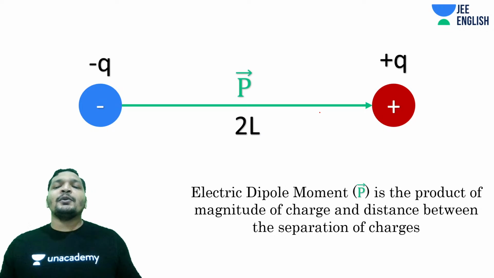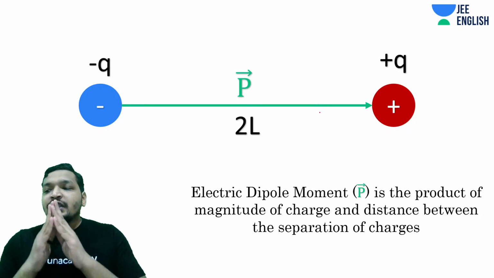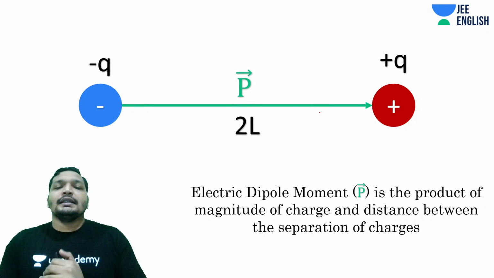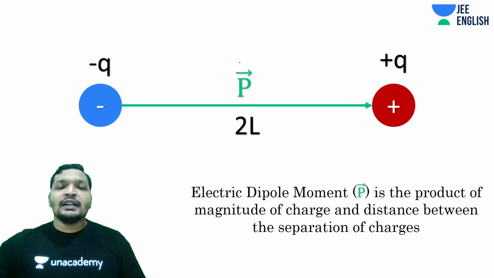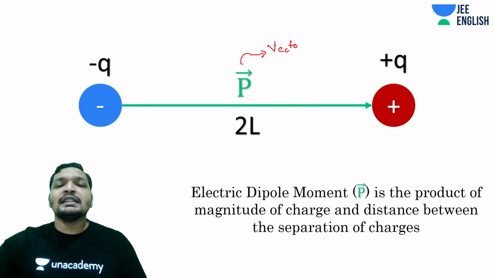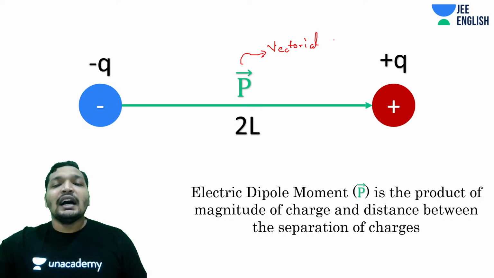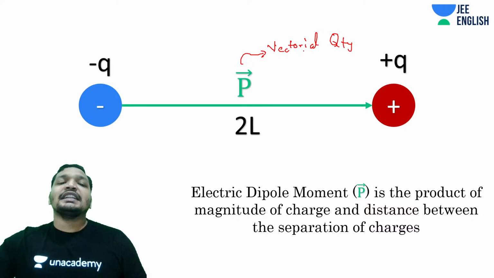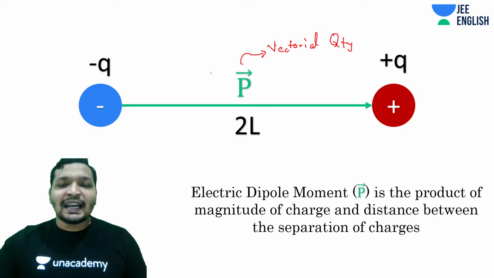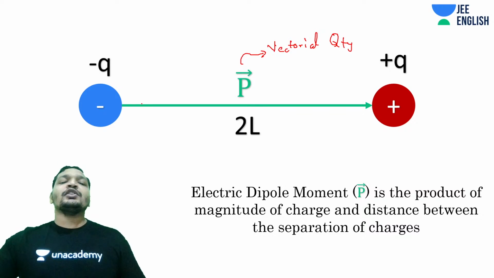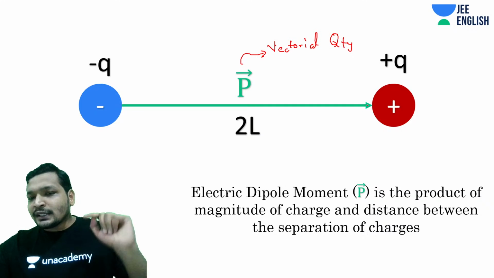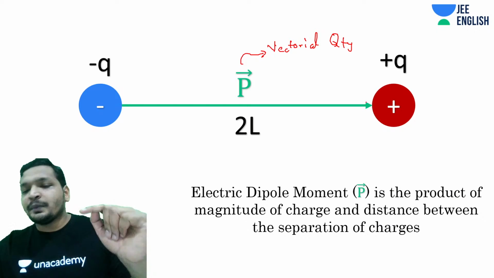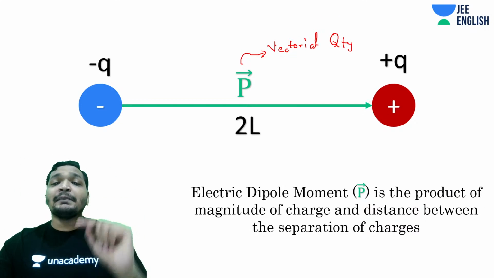So what's a dipole moment? Dipole moment is actually a vectorial quantity. We will start defining the dipole moment. First of all, understand that dipole moment is a vectorial quantity, which means it has a direction. What is the direction? The direction is going to be from minus q to plus q. Notice the arrow's direction, that is going to be the direction of your dipole moment.